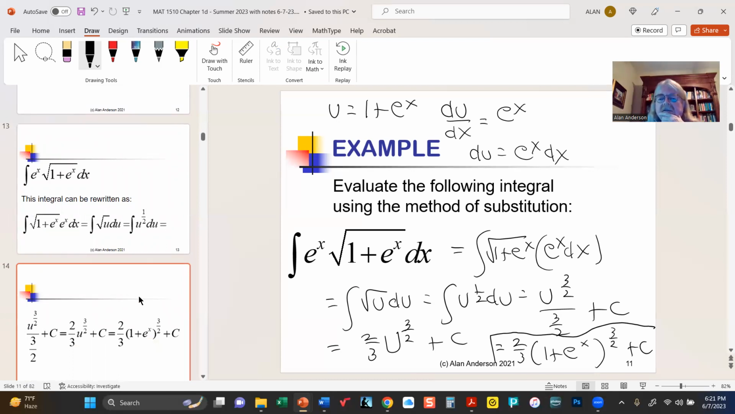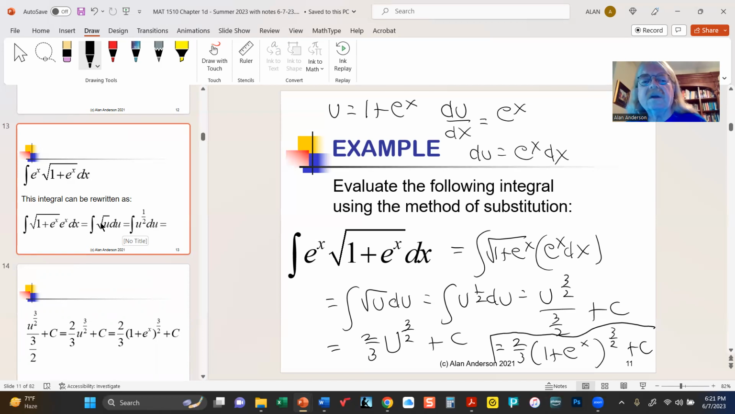So yeah, it started out looking very terrifying, but it turned out not to be. And of course, if we chose the wrong u, we would have discovered it pretty quickly, because we would have noticed that we ended up with an expression that was even messier than what we started out with.